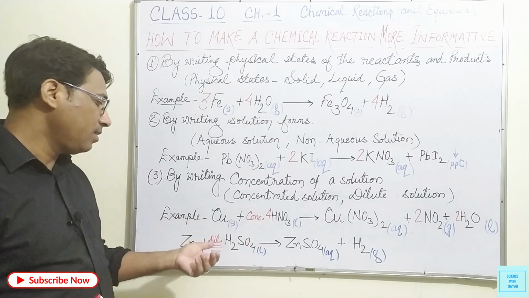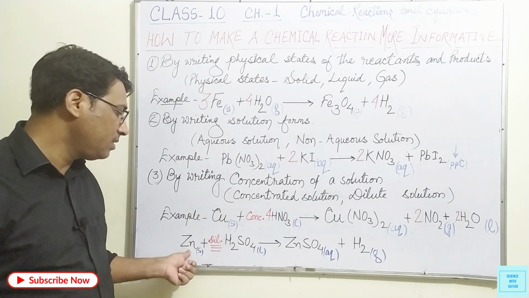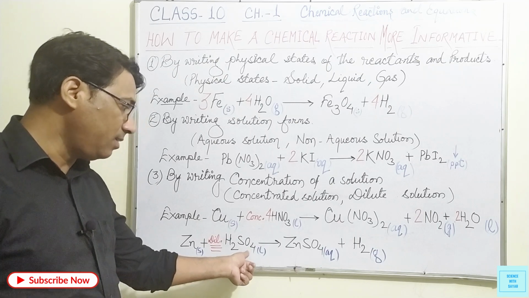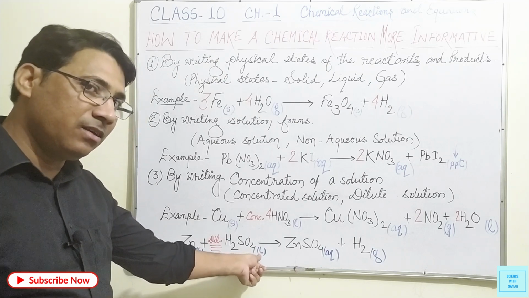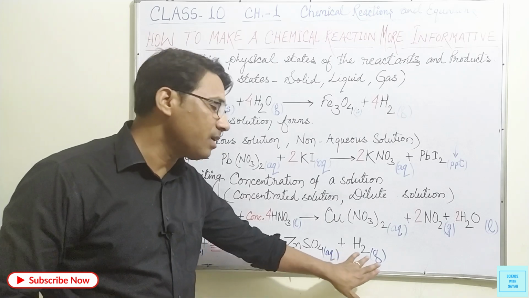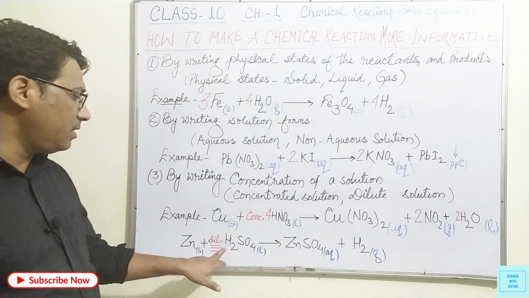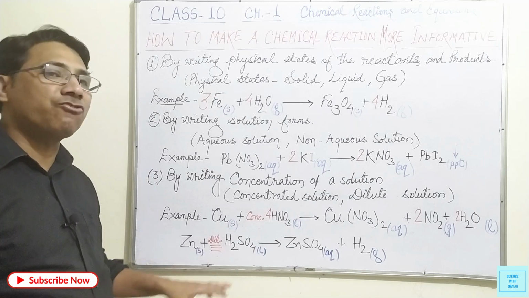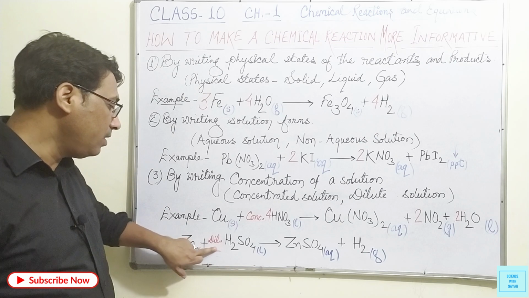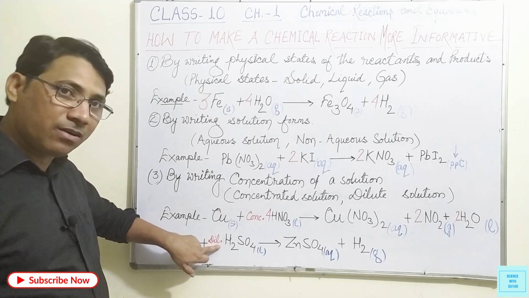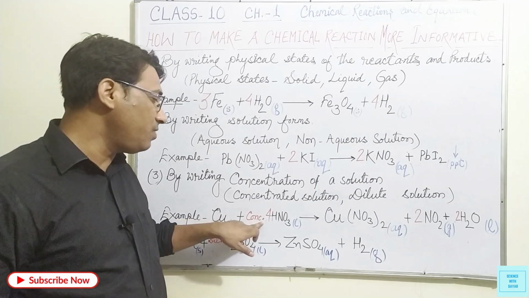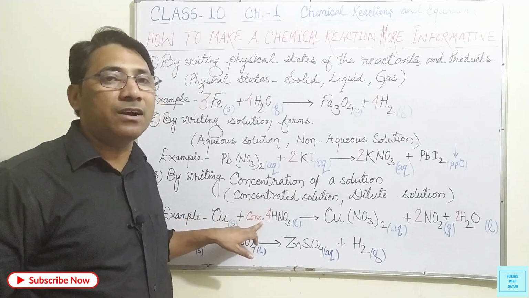Second example, zinc and H2SO4, it means sulfuric acid, this is liquid form, and zinc sulfate, aqueous form, hydrogen, gaseous form. And here we can see that this H2SO4 is not concentrated, it is a diluted solution. So here we write DIL dot, it means it is diluted solution, and here CONC dot, it means it is concentrated solution.